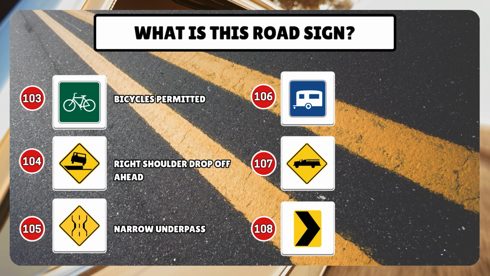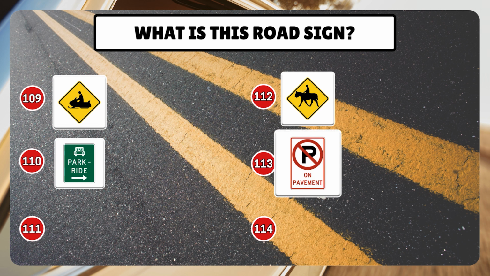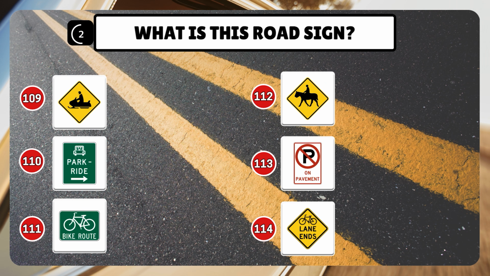That is a narrow underpass sign. That is a trailer camping sign. That is an emergency vehicle sign. That is a Chevron right sign. Name this road sign. Nicely recognized. That is a snowmobile sign.